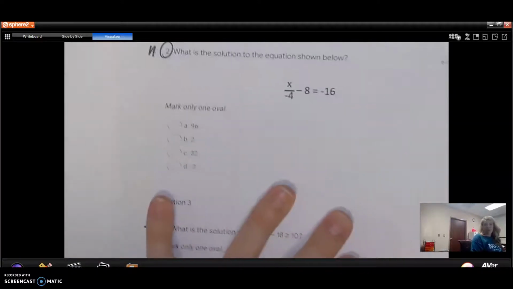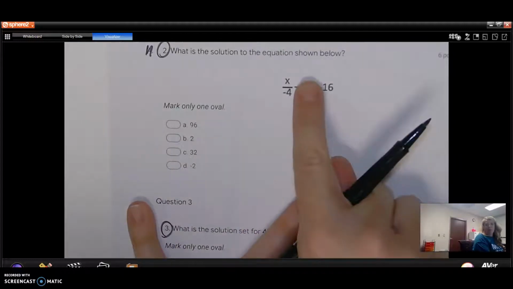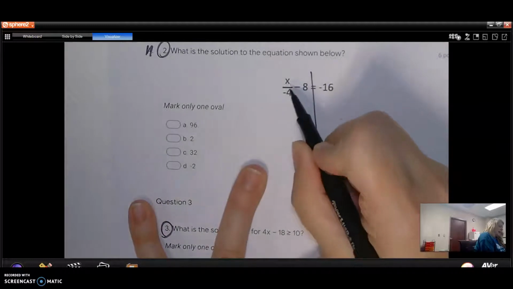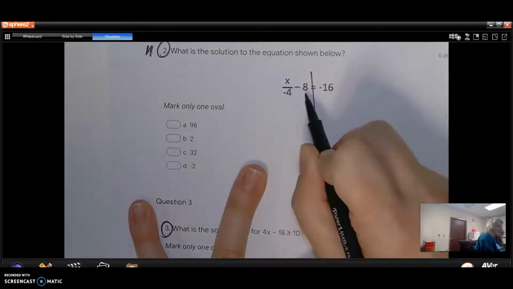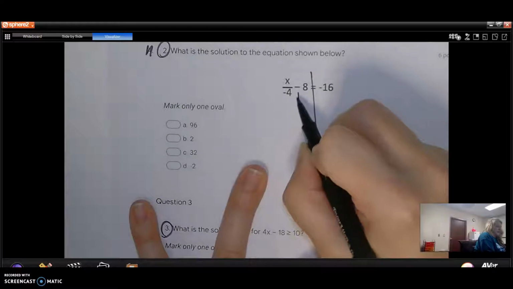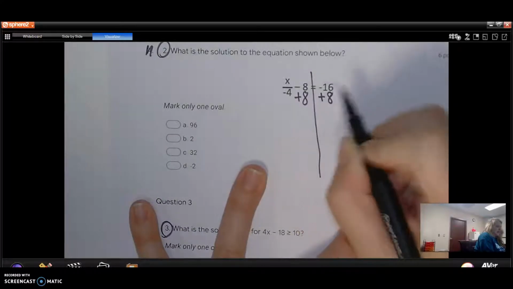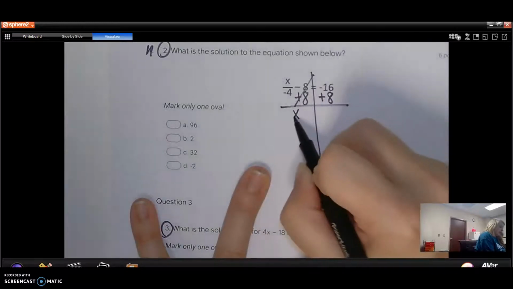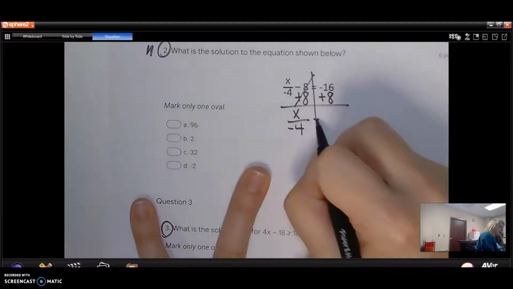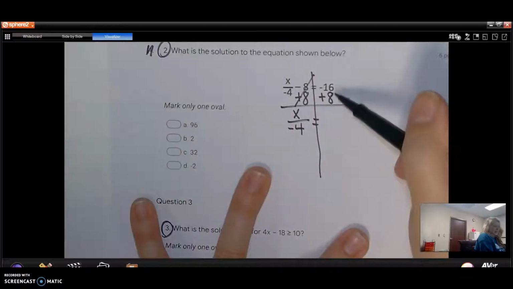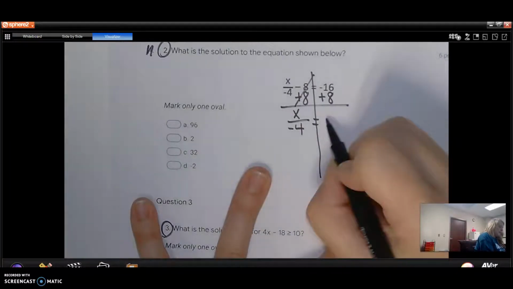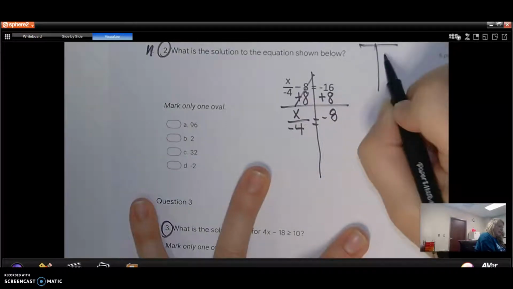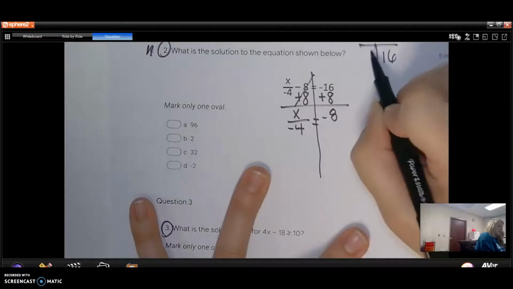All right, so for number 2, we're going to do the exact same thing. What is the solution to the equation shown below? Okay. X divided by negative 4 minus 8 is equal to negative 16. So 8 is my constant, so I'm going to do my inverse operation, and I'm going to add 8 to both sides. So I'm going to have x over negative 4 is equal to a negative 16 and a positive 8. When I combine them, it will be a negative 8. Remember our scoreboard, positives and negatives. Negatives have 16, positives have 8.